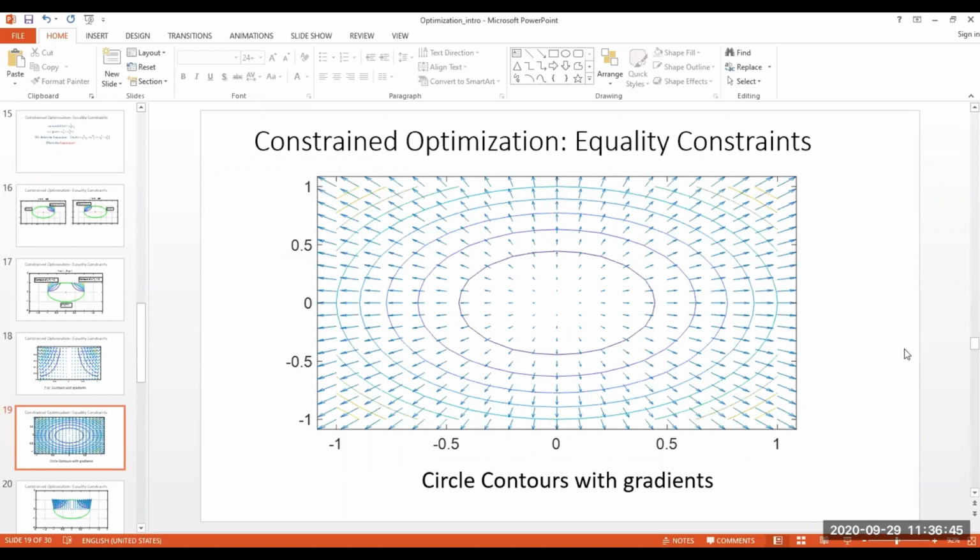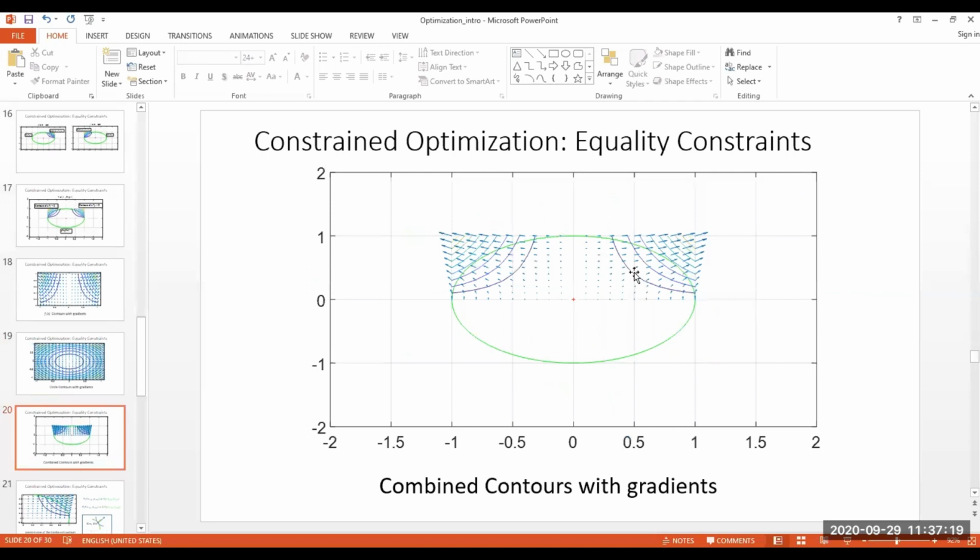So if I am looking for the gradients for both of my circles, that is the equality constraint, as well as the gradient of my fitness function or the objective function, then I have to combine them, and I have to satisfy the gradient condition simultaneously. So let us see if I plot them together. Here I have plotted the circle and also the gradients.